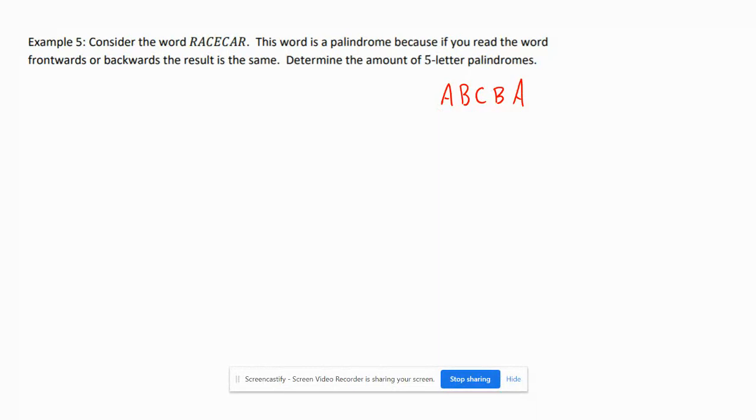Now how do we do this? So we're making 5 choices. First of all, we need to know that there are 26 letters in our alphabet.